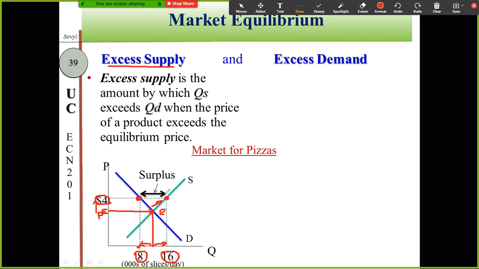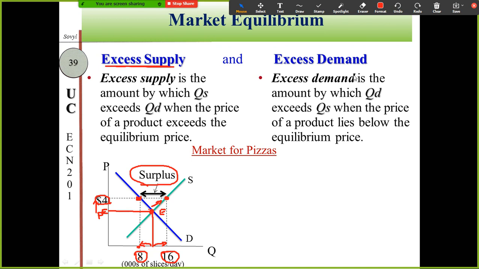In this market, we still have pizza. Sellers still have pizza in their shop, in their store, without anyone coming to buy, because they supply up to 16,000, but buyers only come to buy 8,000. As a result, there is a market surplus. This market surplus is because of excess supply. Excess supply means quantity supply is greater than quantity demand when the price is greater than the equilibrium price.